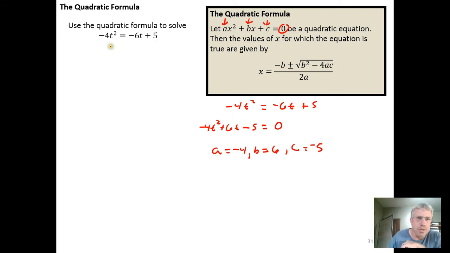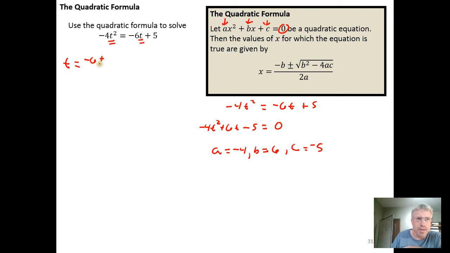The next thing I want to notice is that my variable is t, not x. So in the quadratic formula, I'm going to put t equals instead of x equals. And because it's a formula, I need to put t equals, or I get marked down in exam settings. So it's going to be t equals, and then it's the opposite of b. So the opposite of 6 is negative 6.